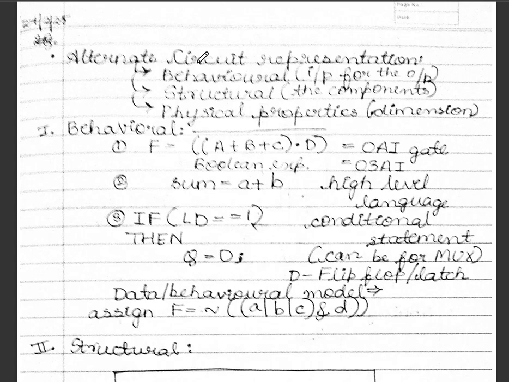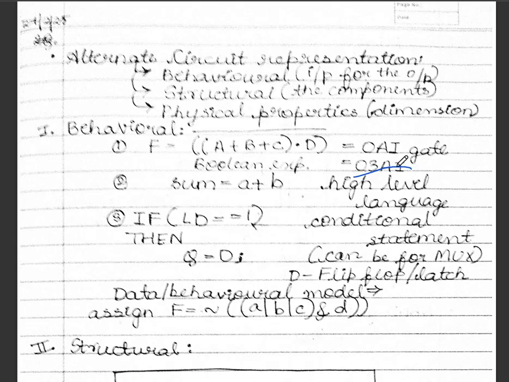So first we'll discuss the behavioral one. F is equal to (a plus b plus c dot d) the whole bar. It's the OAI gate representation, and you'll write it as O3AI gate, because here you have OR operation between three variables. That's why we'll represent it as an O3AI gate.